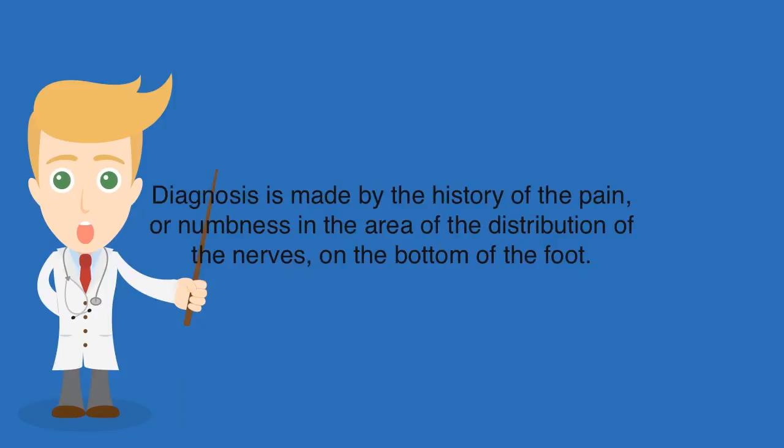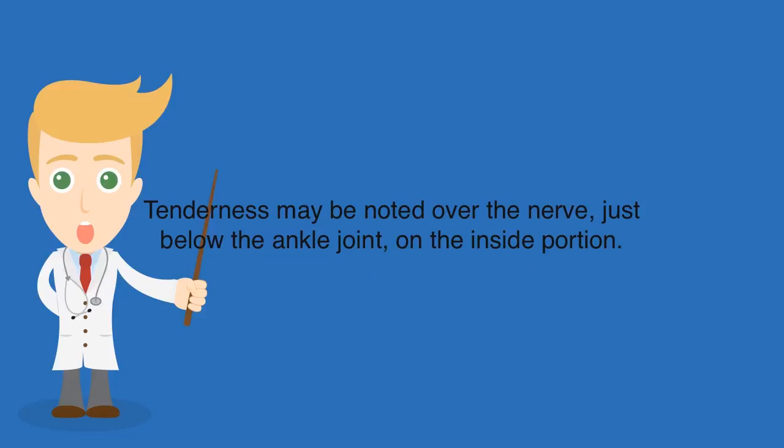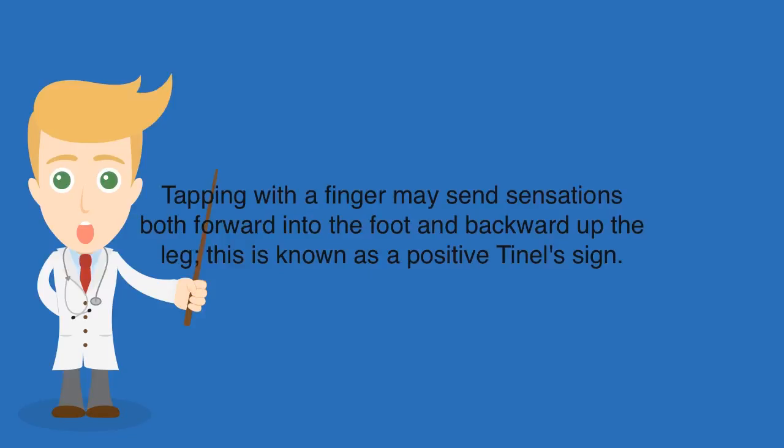Diagnosis is made by the history of the pain or numbness in the area of the distribution of the nerves on the bottom of the foot. Tenderness may be noted over the nerve, just below the ankle joint, on the inside portion. Tapping with a finger may send sensations both forward into the foot and backward up the leg. This is known as a positive Tinel sign.